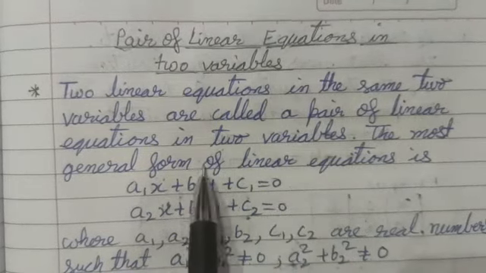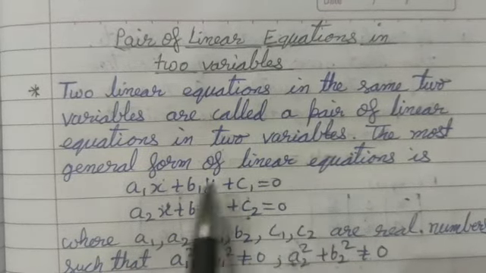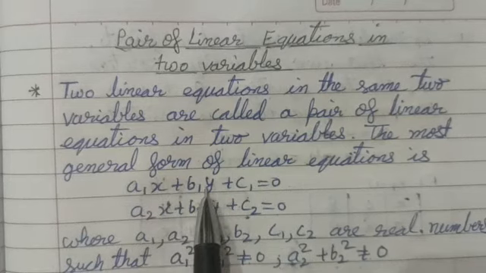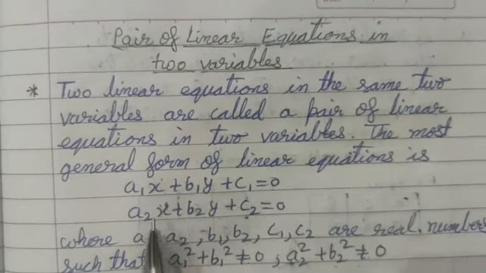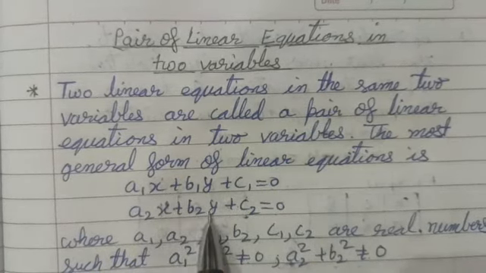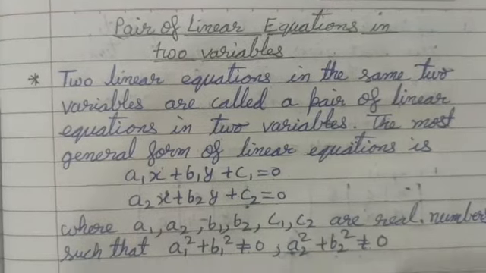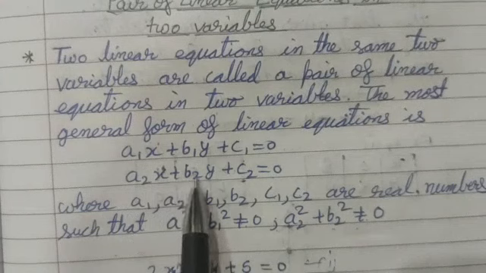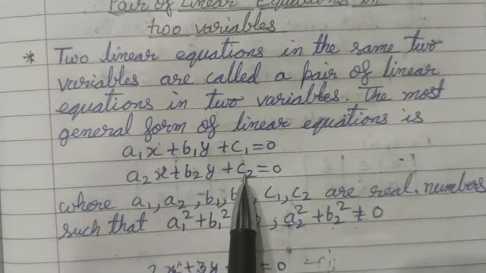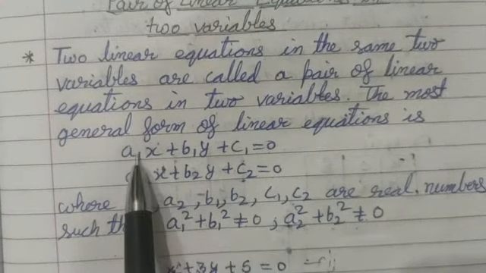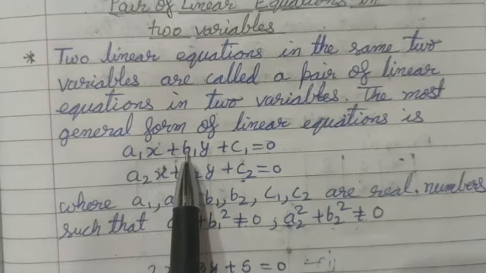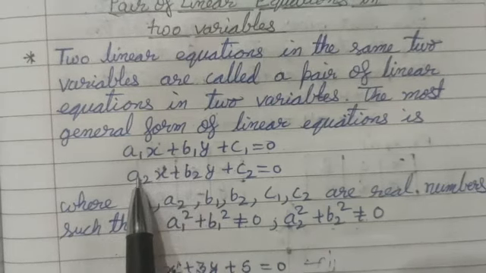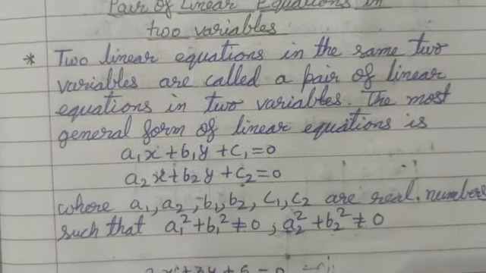The most general form of linear equations is a1x plus b1y plus c1 equal to 0 and a2x plus b2y plus c2 equal to 0, where a1, b1, c1 and a2, b2, c2 are all real numbers such that a1 square plus b1 square is not equal to 0 and a2 square plus b2 square is not equal to 0.